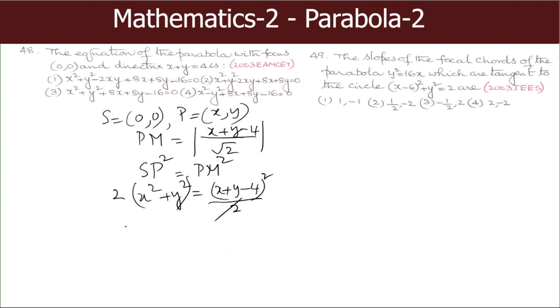So, bringing all the terms to the left hand side, x square plus y square plus 8x minus 2xy minus 8x plus 8y, 16 to the other side, minus 16 equal to 0. So, that is the equation x square plus y square minus 2xy, plus 8x, transferring to the left hand side, plus 8y, and 16 transferred to the left hand side. All terms are transferred to the left hand side. So, that is minus 16 equal to 0. So, which is the first option?